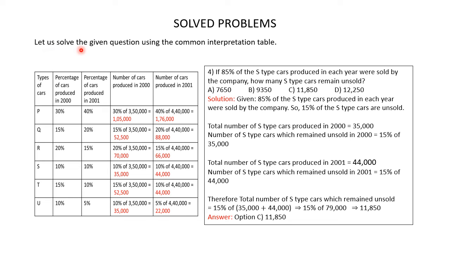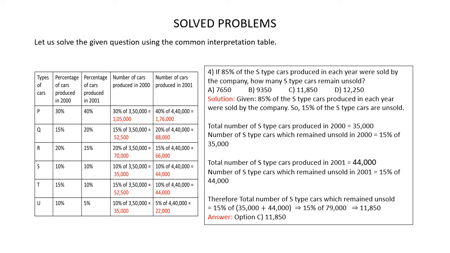Let us solve the given question using the common interpretation table. If 85% of the S-type cars produced in each year were sold by the company, how many S-type cars remain unsold? You're given 4 options here and you have to find out which of these options is the correct one. Now it's given that 85% of the S-type cars produced in each year were sold by the company. This means that 15% of the S-type cars are unsold in each year.